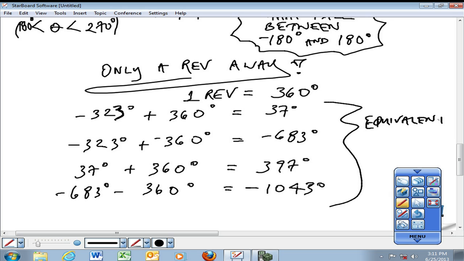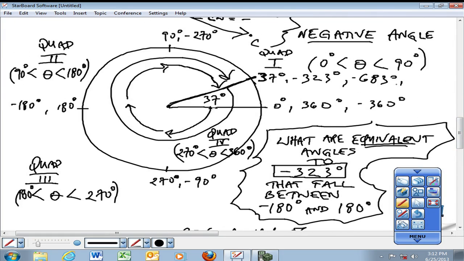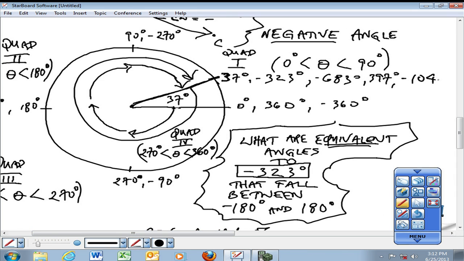That's what your book tries to drive home in your angles and triangles section. These are equivalent angles. Whatever you're given here, no matter what, you're going to end up in the same place. If someone says 397 degrees, guess what? You're going to end up here. If someone says no, I want you to go negative 1043 degrees, guess what? You're going to end up here. 37 degrees is equivalent to negative 323 degrees, which is equivalent to negative 683, et cetera.